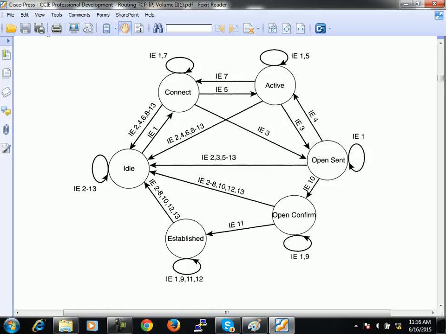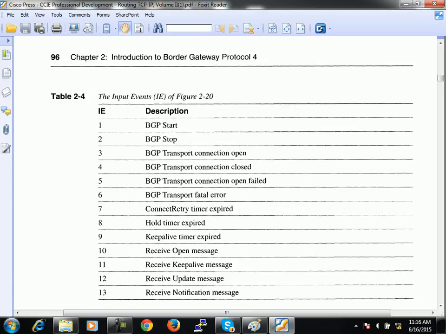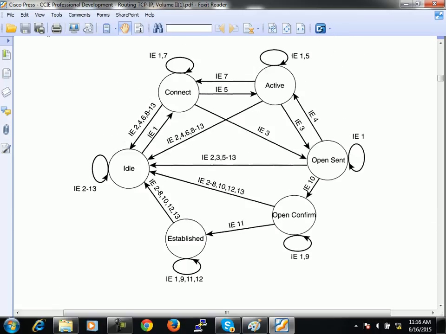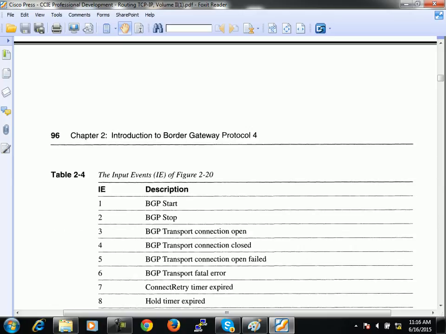Let's say it has moved from idle to connect state. Input event 1, and what is the meaning of input event 1? BGP start. If you have started your BGP, then it will directly move from idle to connect state, right? Input event 1 means BGP start. Input event 2 means BGP stop. Input event 3 means BGP transport connection open, meaning the TCP connection has opened. Input event 4 means BGP transport connection closed, meaning the TCP connection has closed. It's not that it was not open; it was open but it has closed now. Input event 5 means BGP transport connection open failed, the TCP connection didn't come up successfully.